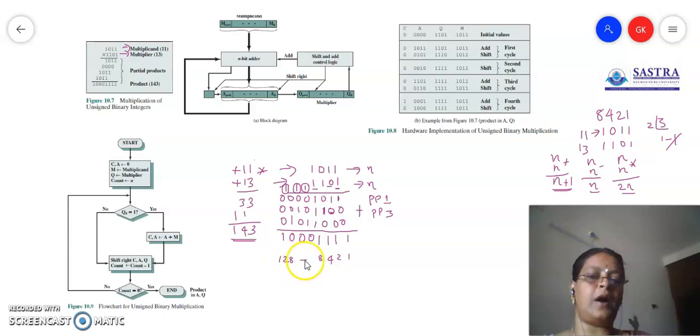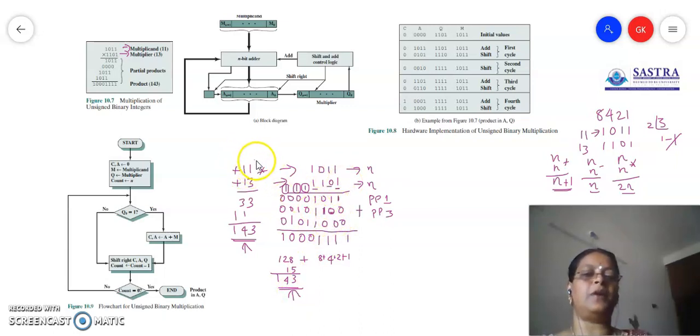So you have to add all these numbers, and check whether you are getting the final answer. So 8 plus 4 is 12, 12 plus 2 is 14, plus 1 is 15. So 128 plus 15: 8 plus 5 is 13, carry 1, and you get 143. So the answer expected is 143, and you have also got the same answer. This is how we have to do the manual binary multiplication.